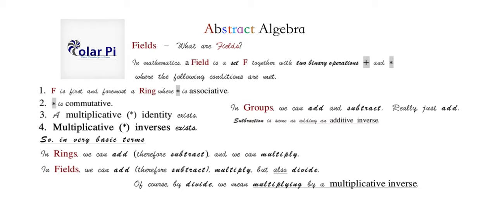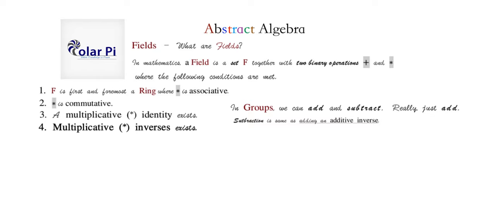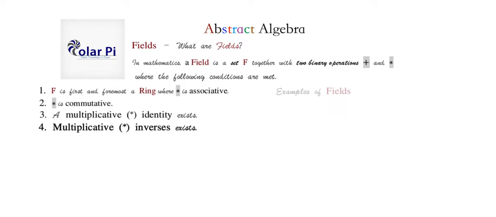And of course, by divide, we mean multiplying by the multiplicative inverse. Remember, in this final requirement, we require that fields have multiplicative inverses. Okay, cool. And so with this, let's look at some examples of fields.